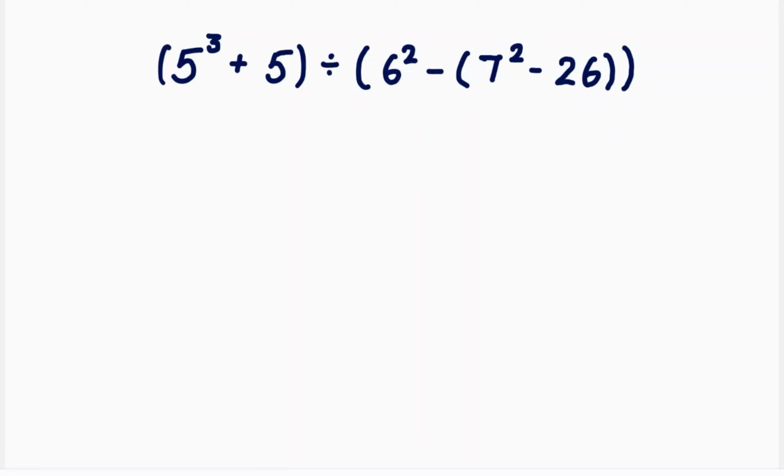You have (5 cube plus 5) division (6 square minus (7 square minus 26)). Every simplification question needs to be done using the PEMDAS rule. So first solve for parentheses. In this question you have 3 parentheses: 1, 2 and 3. These can be solved separately, and in double parentheses always start with the inner one.